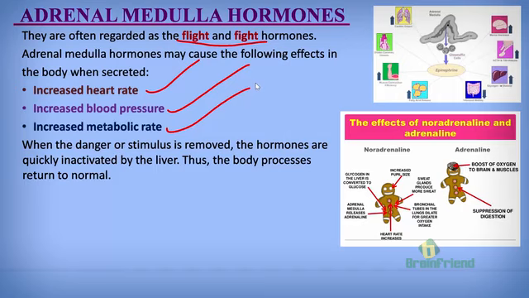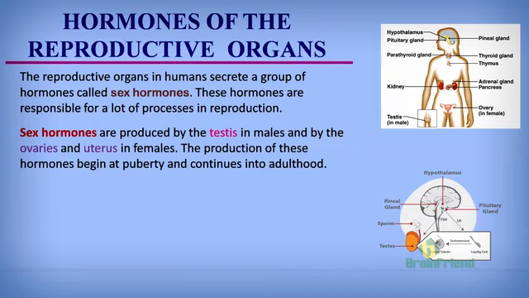As soon as the stimulus, whatever may have caused the anger or the fight or the quarrel or the excitement, is removed, say after your friends have spoken to you and tried to calm you down, the hormone, be it adrenaline or noradrenaline, is quickly removed from the body. They are deactivated by the liver, and the body processes return to normal. Remember, it is not good for your blood pressure or your heart rate to be high for so long. So they are removed and the body system begins to operate normally.